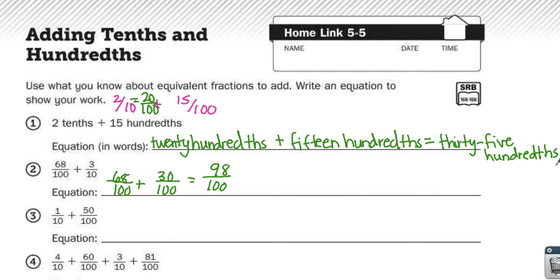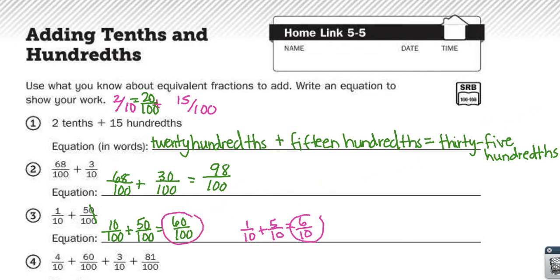Number 3, 1 tenth. I'm going to change that into 10 hundredths plus 50 hundredths, which equals 60 hundredths. Or in this particular case, I could also change this 50 hundredths into 5 tenths. And if I did that, then I would add 1 tenth plus 5 tenths equals 6 tenths. Both 6 tenths and 60 hundredths are correct. They are equivalent.